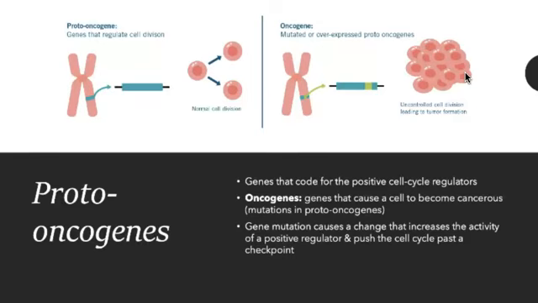So just to reiterate here, our proto-oncogene is supporting normal cell division, but once it mutates, so we can see that mutation taking place over here, it becomes an oncogene and it's going to trigger uncontrolled cell growth that leads to tumor formation.